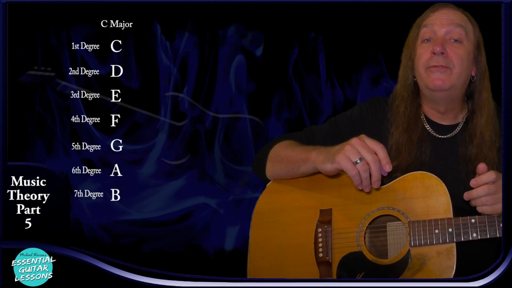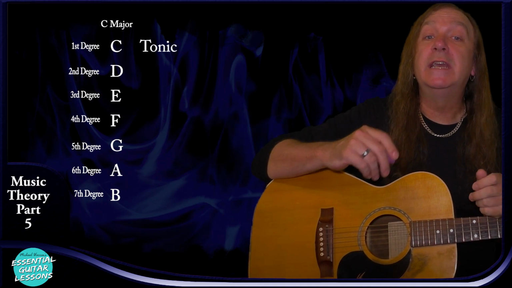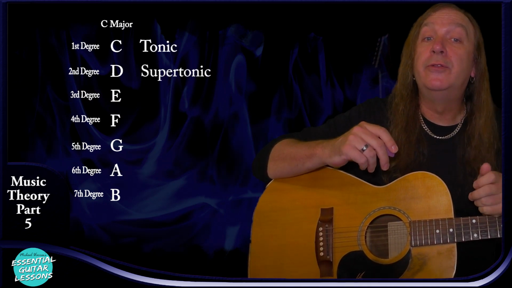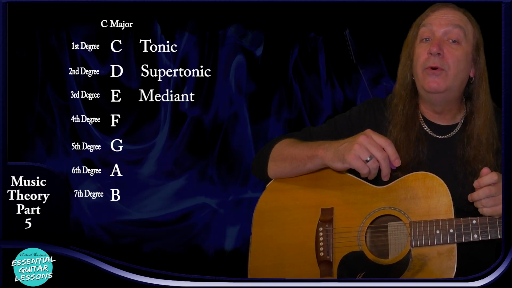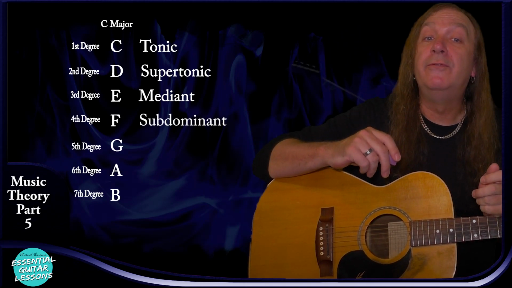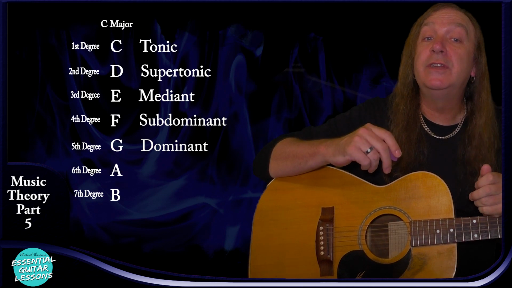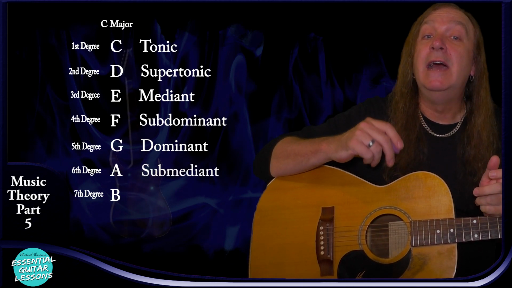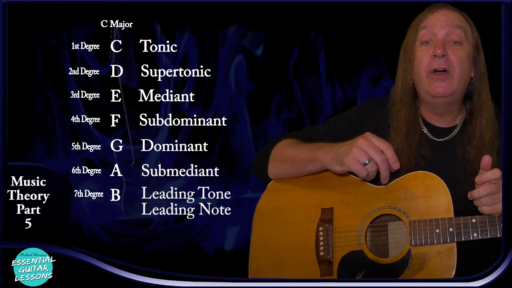So let's have a look at the second way. Now we want to remember all these names, so make sure you write them down. Let's start with the major scale. We call the 1st degree the tonic, the 2nd degree the supertonic, the 3rd degree the mediant, the 4th degree the subdominant, the 5th degree the dominant, the 6th degree the submediant, and the 7th degree either the leading tone or the leading note. Why they are called this is more about music history, so we won't be going into that there. You just want to remember the names of each note.